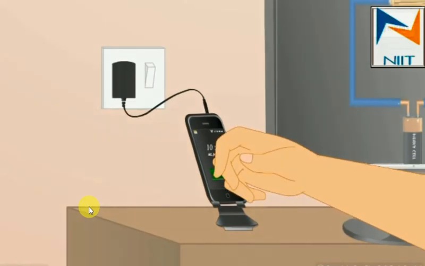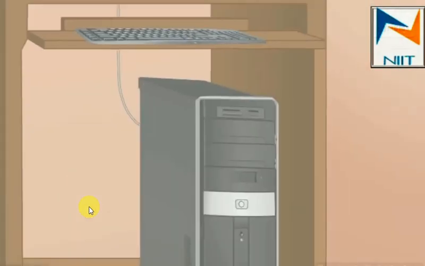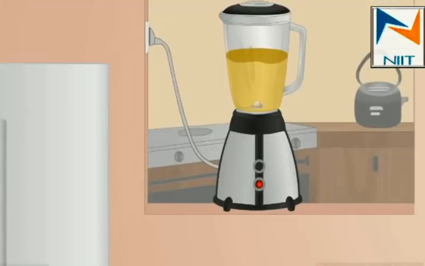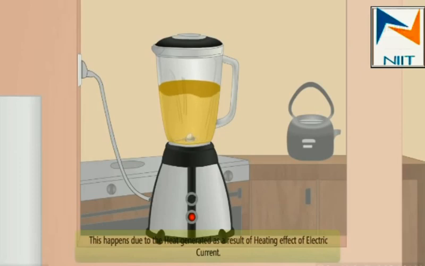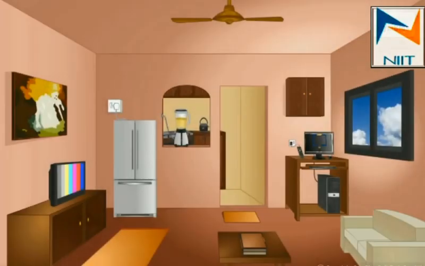Touch your cell phone which has been charging. Touch the CPU of your computer or the television or the mixer which has been running for some time. Do you feel heat? Why do the electrical appliances get heated when we use them? This happens due to the heat generated as a result of heating effect of electric current. Let us learn more about it.